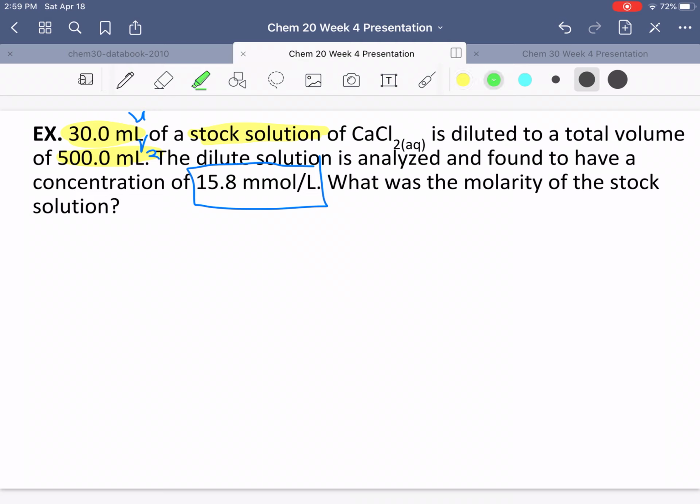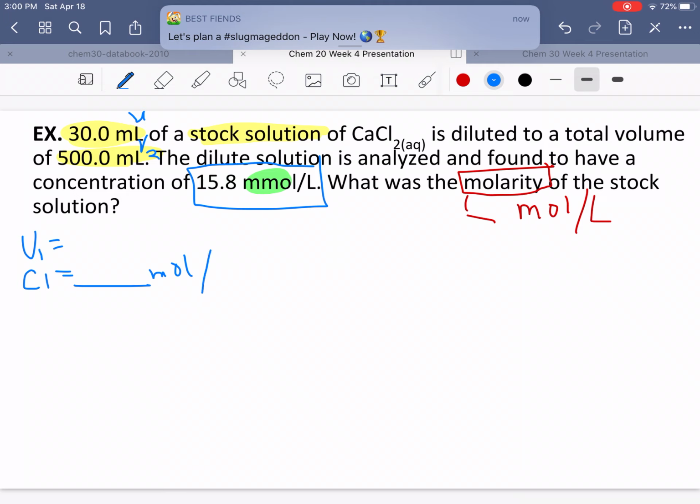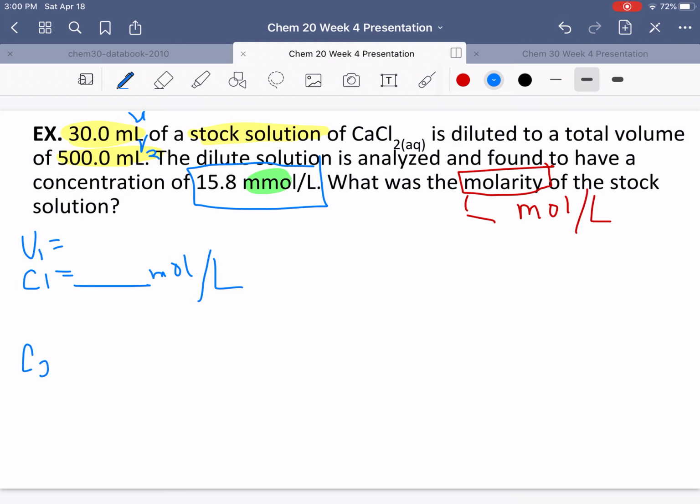Some wonky units are happening here. Millimoles, and catch that, be careful. Now there's a little bit of a new terminology here. It says, what is the molarity of the stock solution? A little hint to you, molarity means concentration, but it's very specific. It has to be in moles per liter, which means this question is telling you that the original concentration of that stock solution needs to be in moles per liter, which means that C2 of 15.8 millimoles per liter is going to have to be converted.